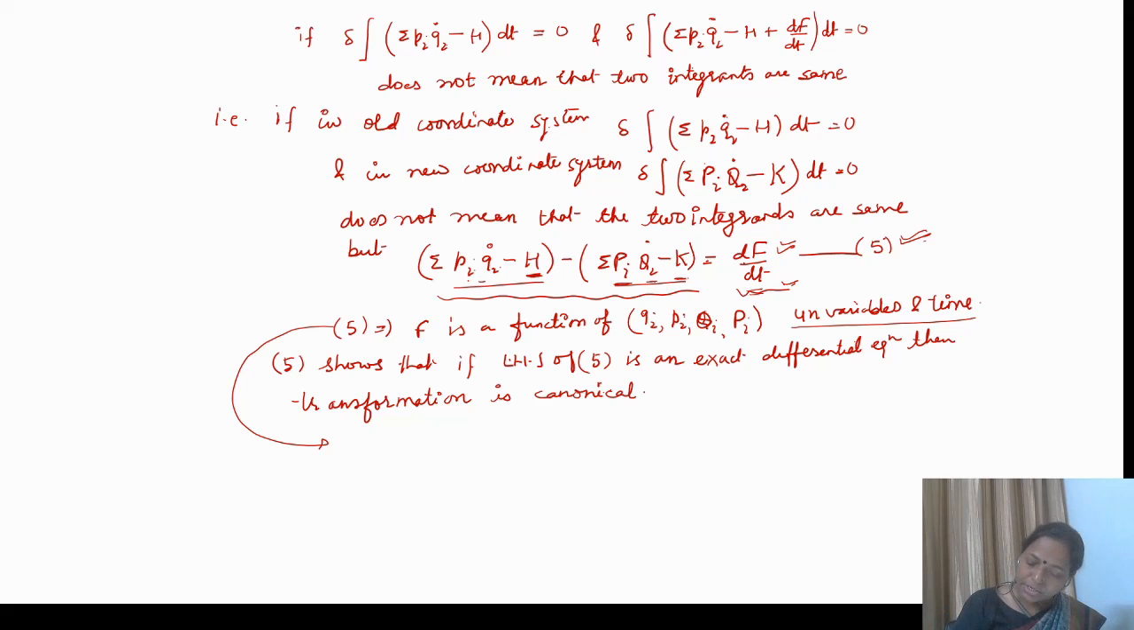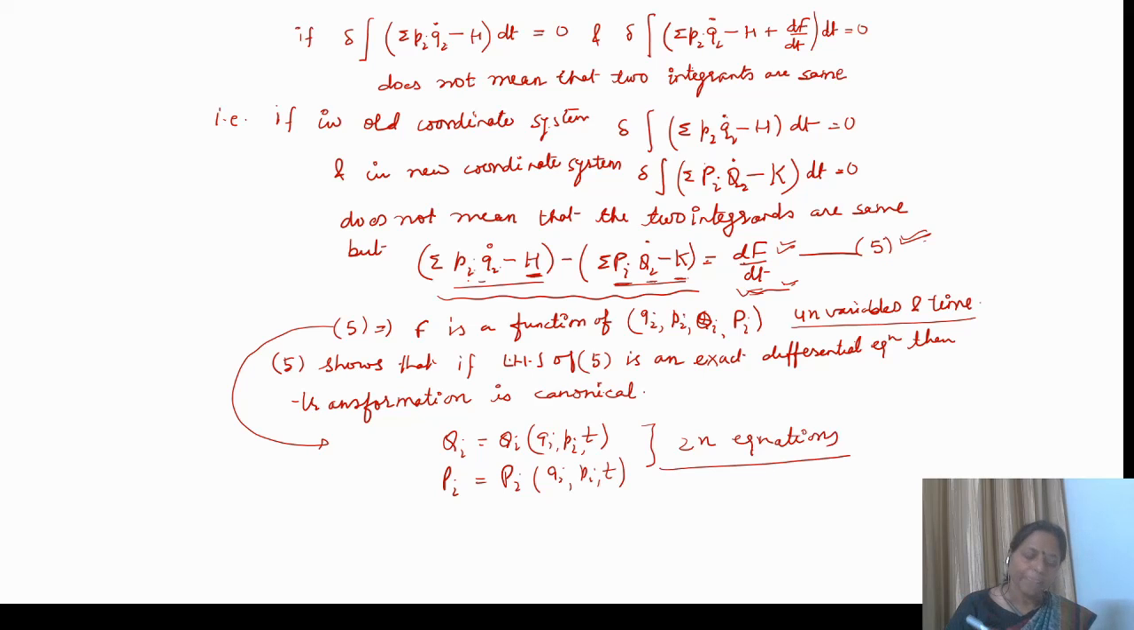You know that your Q is a function of qi, pi, and time. Your P is a function of qi, pi, and time. And these are 2n equations. So practically, your f is a function of 2n variables and one time. So 2n plus 1 variables.